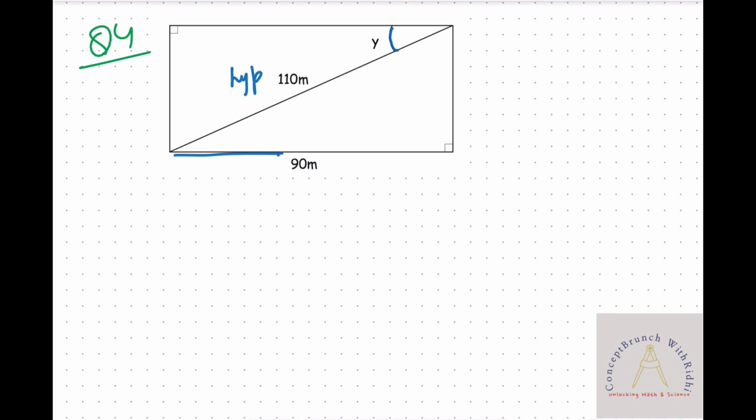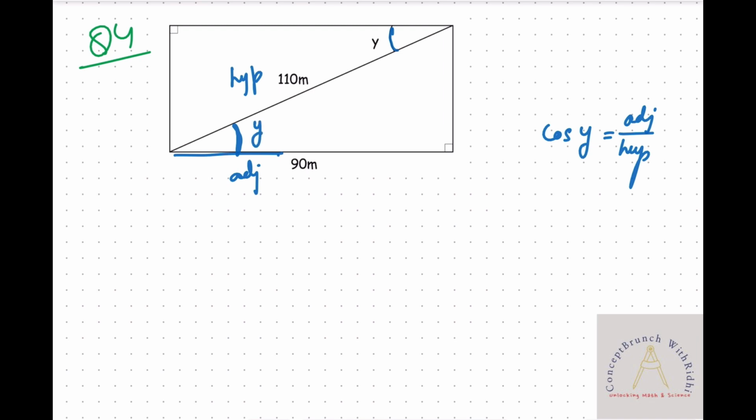Since we have the length of the adjacent as 90 meters and the hypotenuse is 110 meters, we can use the cosine function, right? Because according to cos, suppose it is y, then it will be adjacent divided by the hypotenuse, correct? Now here we have a concept of the angle y. So this angle should be y. On what property can it be the angle y? So we can say the alternate angle. So we can say this is also y.